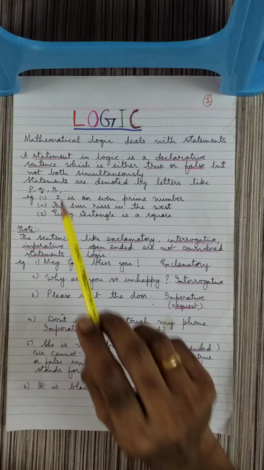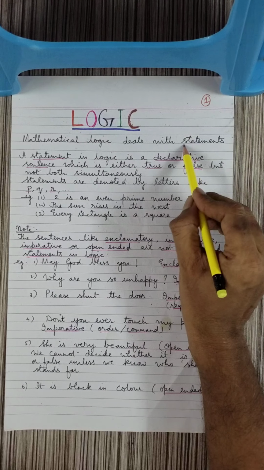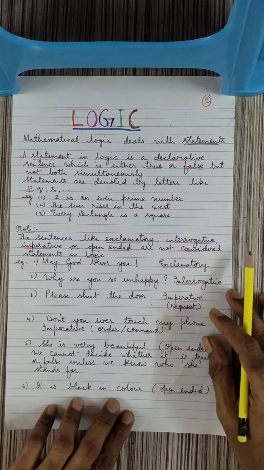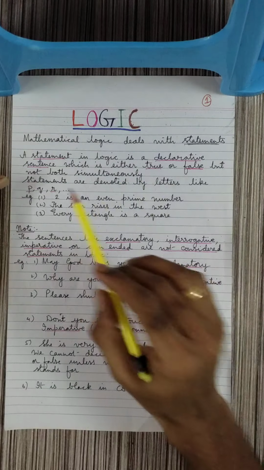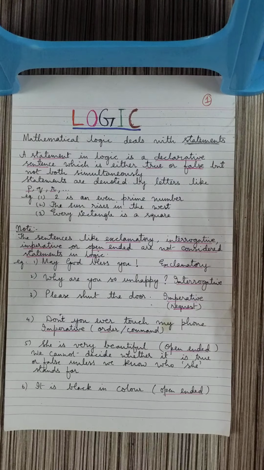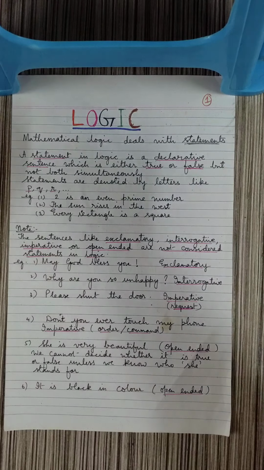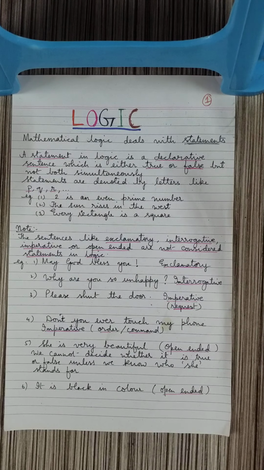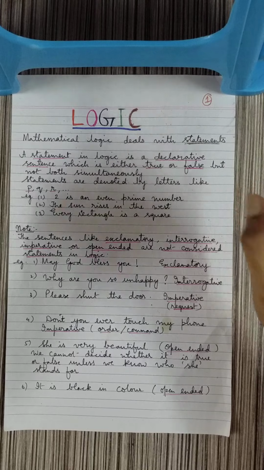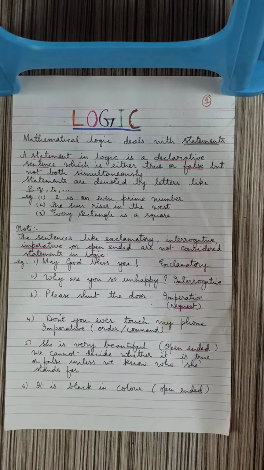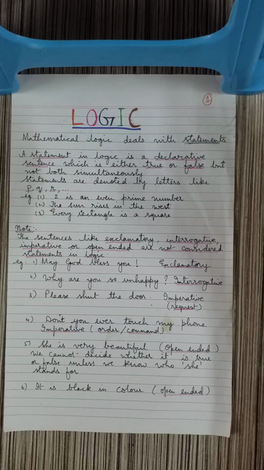Now, mathematical logic basically deals with statements. Now, what is a statement? A statement in logic is a declarative sentence which is either true or false, but not both simultaneously. That means those sentences where you can decide whether it is true or false. The moment any person gives you the sentence, you can say, हाँ ये सच है, नहीं ये झूठ है. This is true, this is false. That is called a statement in logic.